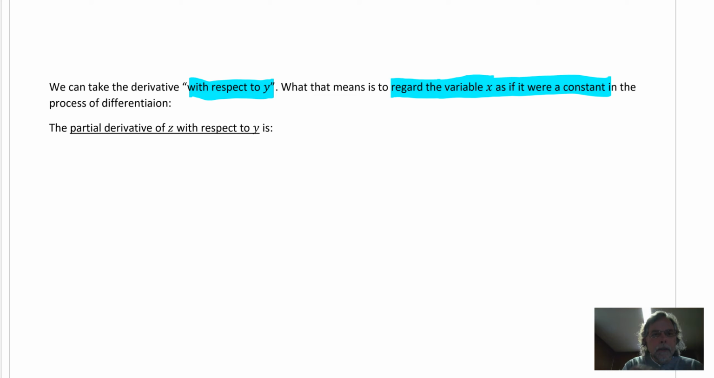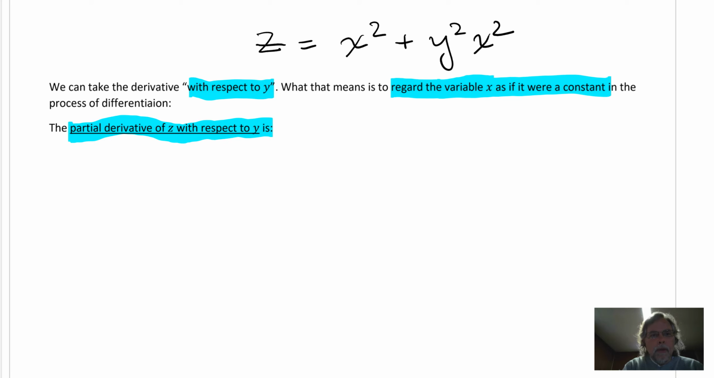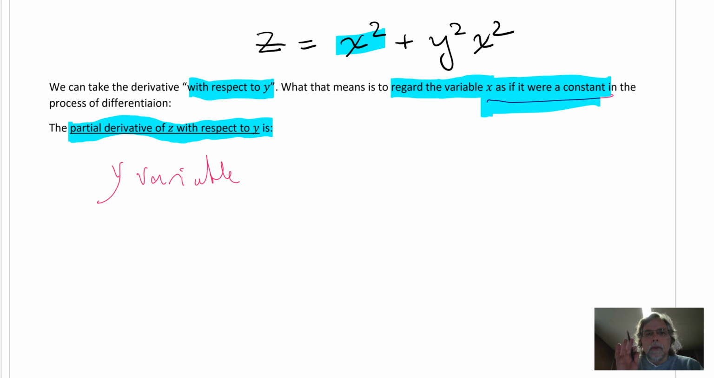So let's see. z equals x squared plus y squared times x squared. Now we want to take the partial derivative of z with respect to y. So y will be the variable, and x regarded as if it were a constant. Okay, so our first term here is x squared, but x is a constant, so the derivative of a constant is 0. So when we take the partial derivative of z with respect to y, the first term in the partial derivative would be 0 plus.